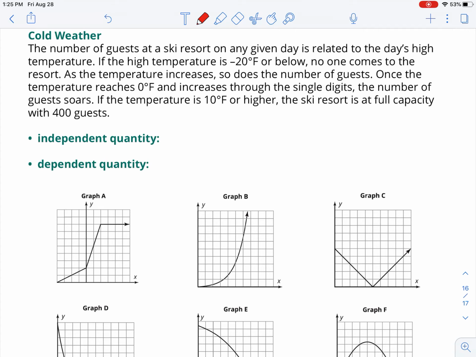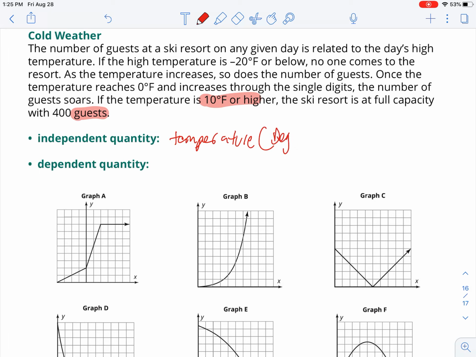Okay, so on this one, I'm not seeing anything about time, as usually has been our case. What we have here is temperature, and then we've got guests, okay? So those are going to be our independent and dependent. As we read through that one, it's all about the temperature. The temperature is going to influence the guests. If it's too cold, guests don't come. And then once it gets to a certain temperature, there's going to be a max of how many people can come in. So the independent quantity in this case is not time anymore because we don't have time. It is temperature. That's going to influence everything.